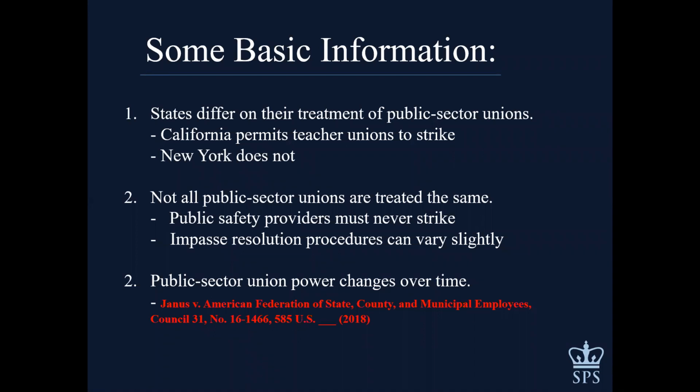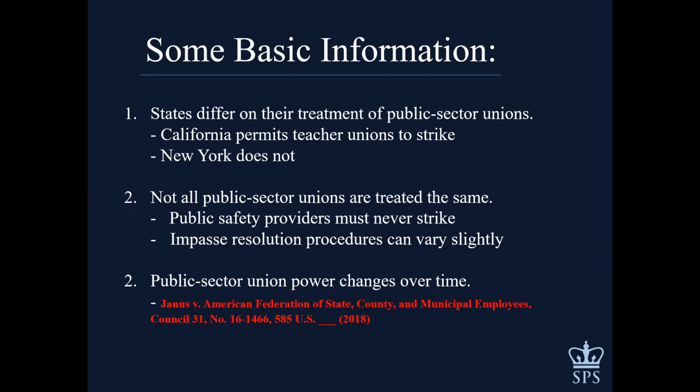Number two, not all public sector labor unions are treated the same. So while teachers are permitted to strike, we really never want policemen to strike. So that would be something totally different. Also, the impasse resolution procedures. So when you're negotiating and you get to a point where it's difficult to move forward, the parties have reached deadlock, what can the state, what can the government do to sort of nudge the parties forward? Depending on the union in New York State, the type of union, teacher versus a police officer, the government can do certain things to nudge forward, and there's differences from one to the other.